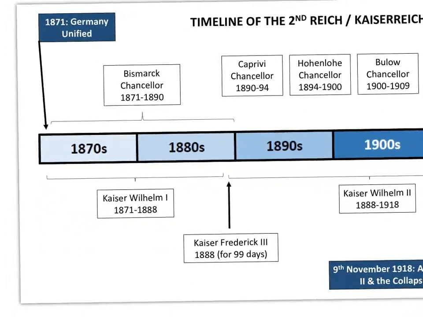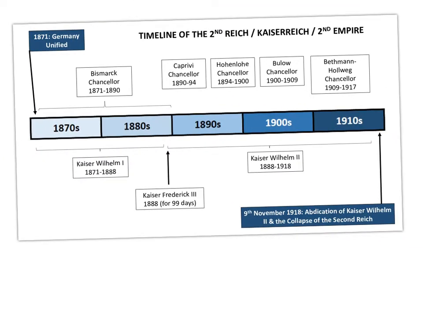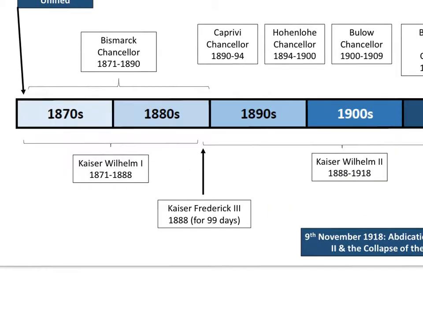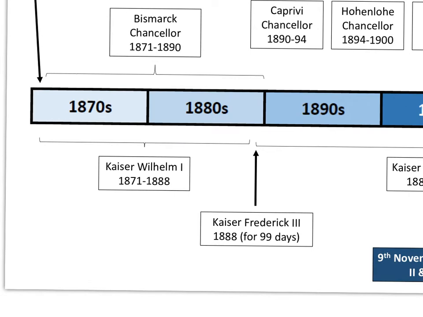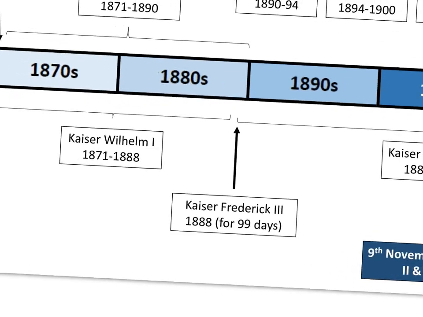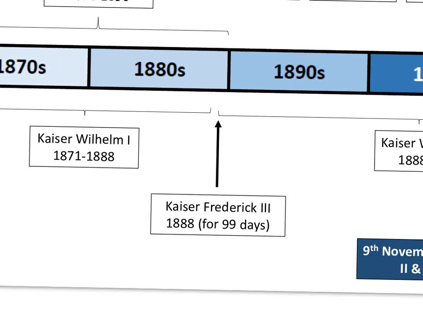Now, beneath the timeline, I've shown you the Kaisers, the emperors, the heads of state, basically, the monarchs of the German Empire. As you can see, Kaiser Wilhelm I was the first emperor of this new German Empire, and he was the emperor until 1888. He was succeeded by his son, Frederick III, but Frederick III died very soon after his accession. He was only Kaiser for 99 days.